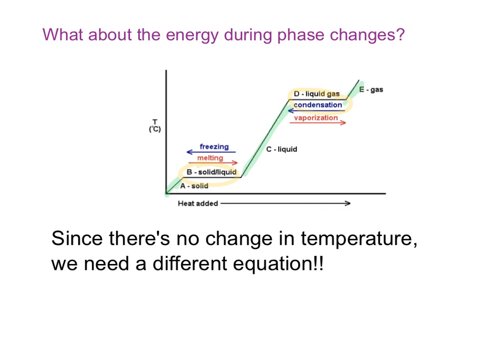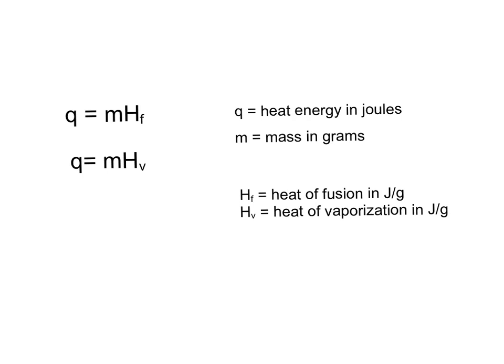So these look a little bit different. Both still have heat, Q, that's going to be in joules. They both still have mass, it depends on how much of it you have, but then there's two new constants. You have HF and HV.